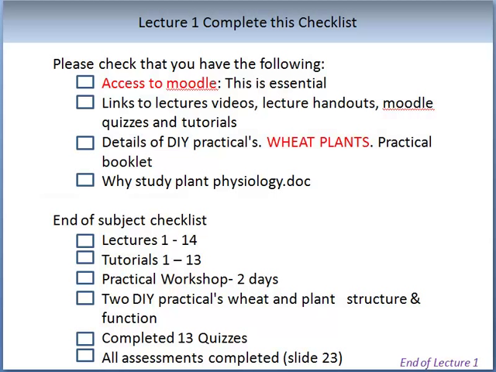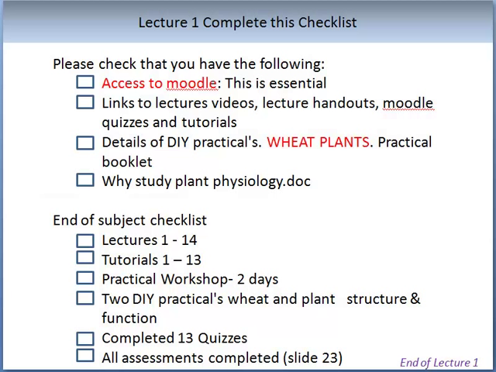In the first instance, it is absolutely essential that you have access to Moodle. Without access to Moodle, and reliable access at that, you will not be able to complete this subject. In Moodle, you will obtain all links to lectures, videos, lecture handouts, Moodle quizzes and tutorials. Although we still recommend that you physically come to the timetabled tutorials where possible, if you are doing this subject via the internet and externally, then please ensure that you turn up to the arranged online tutorials.